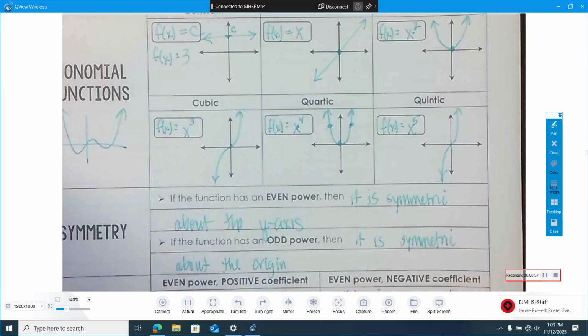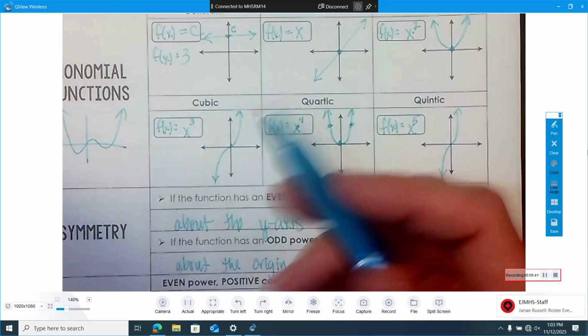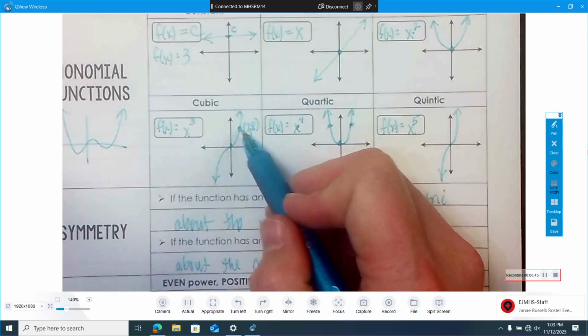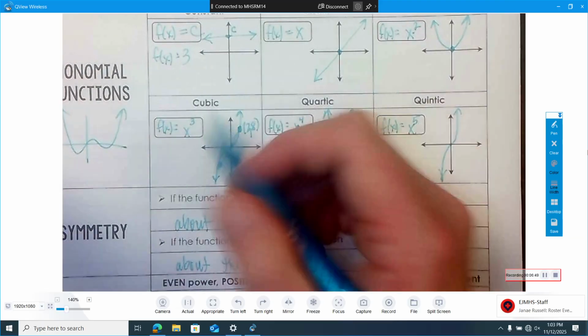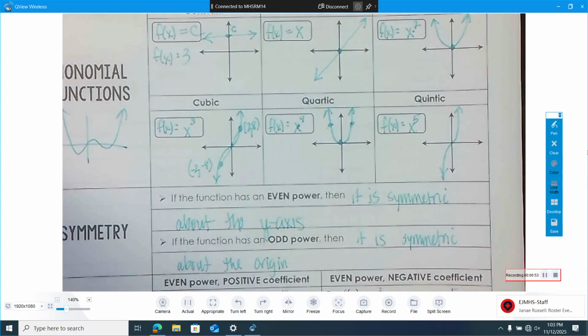Odd origin. So it has that same sort of symmetry. I'm not going to do it as that, but here we might have the point (2, 8), and it gets reflected through the origin and out the other side at (-2, -8). Exactly. And that's that odd symmetry.